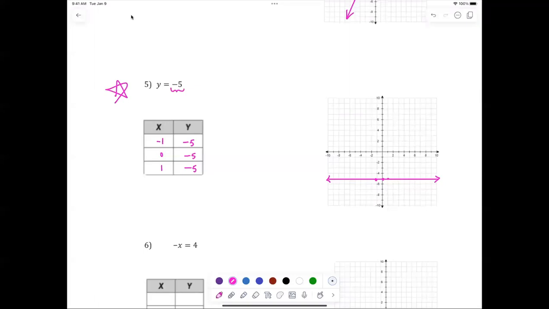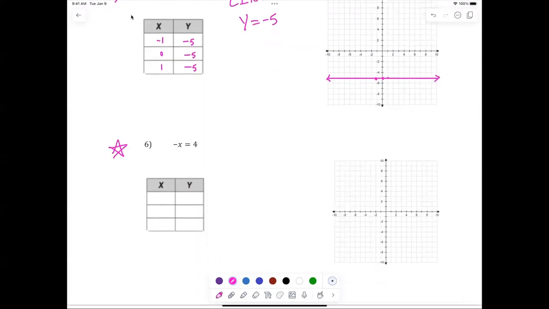Anytime they ask you about y equals, I need everybody to remember that it is going to just be a horizontal line. All right. It is a horizontal line going through whatever that value is, going through y equals -5. All right. So in the future, you just have to put a dot at -5 and make it horizontal. All right. Star on number 6.